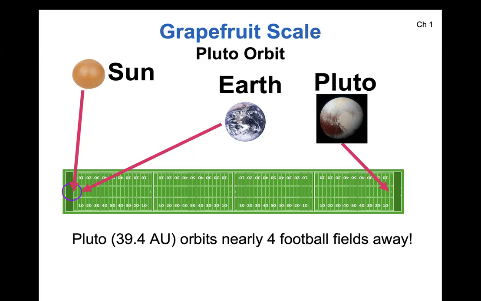And if we think of the distance from the sun to Pluto, that would be 4 football fields. So at that scale, think about how many ballpoint pens it would take to line up to cover a distance of 4 football fields. Well, that shows how small Earth is compared to the overall solar system.